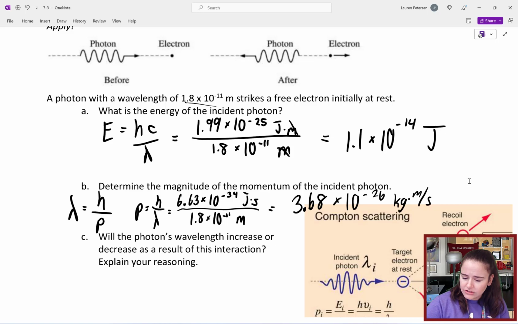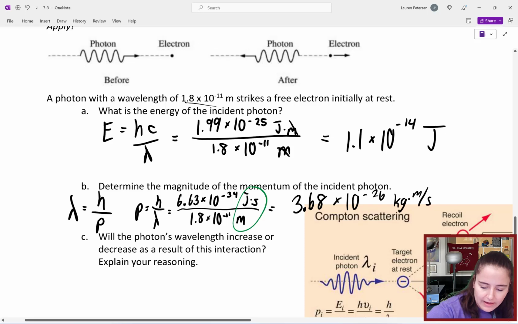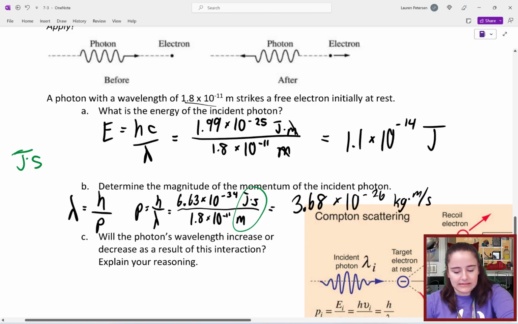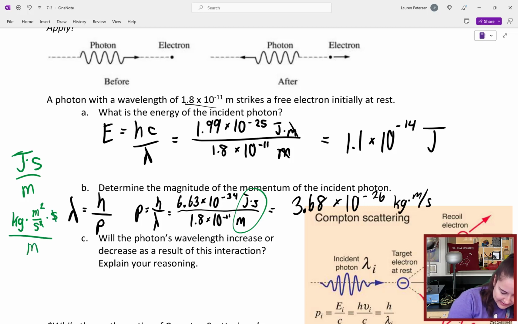So let's go ahead and look at those units real quick, just to show you how those work out. We've got joules times seconds over meters. So remember, joule is energy. I always think of it as mv squared. So a joule is a kilogram meters squared per second squared, times seconds, divided by meters. Seconds and seconds cancel out. Meters cancels out with that squared. And yes, we are left with kilogram meters per second, which we know is the unit for momentum. Yep.